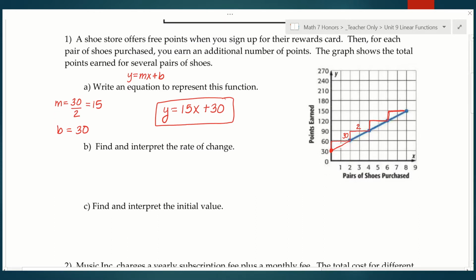Now part B says, find and interpret the rate of change. Again, remember, rate of change is the same as the slope, and we already found the slope. I'm going to say it one more time, the slope we found was 15. Now what does that mean in the context of the problem? One easy way to figure this out is to look at the labels on your axes. Remember, rate of change or slope is always y over x. And so if I look at my axes, that represents the points earned over the pairs of shoes purchased.